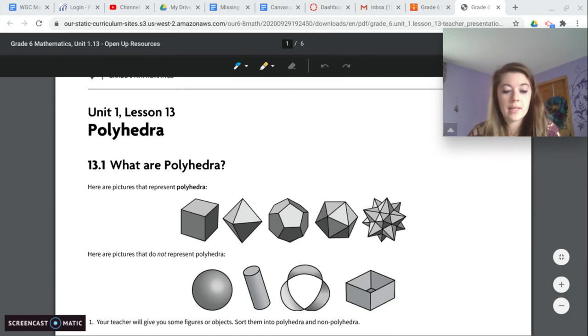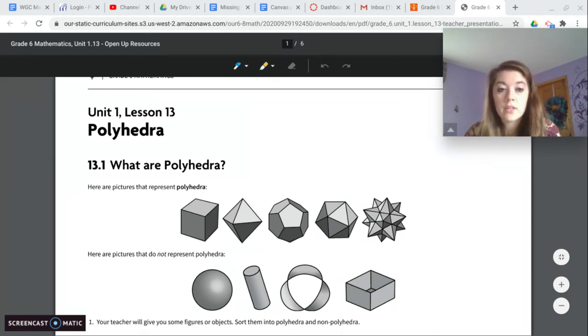So remember, polygons are made up of line segments, which are known as edges. Edges meet at a vertex. Edges only meet at a vertex. And it's a 2D region. So that's what the faces of all of these need to be.